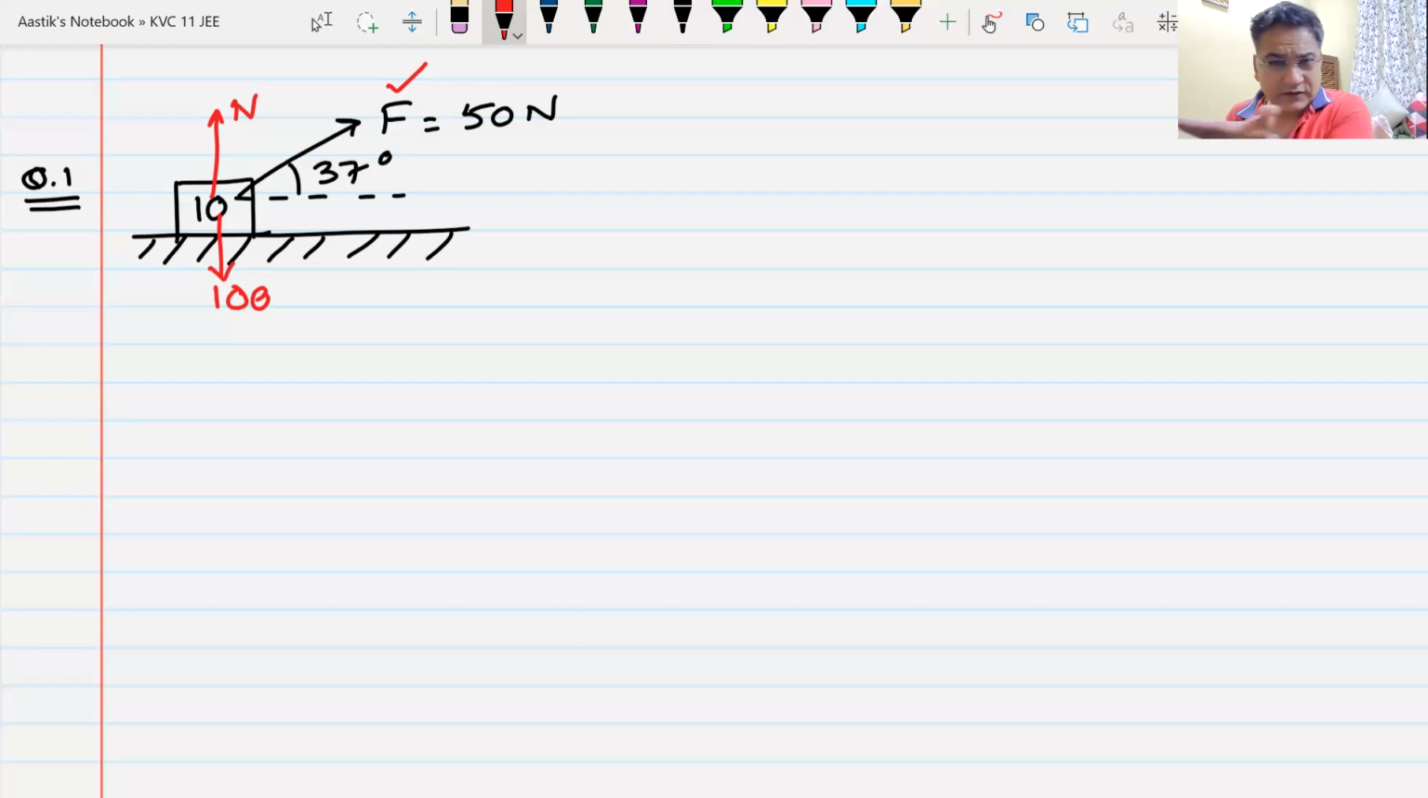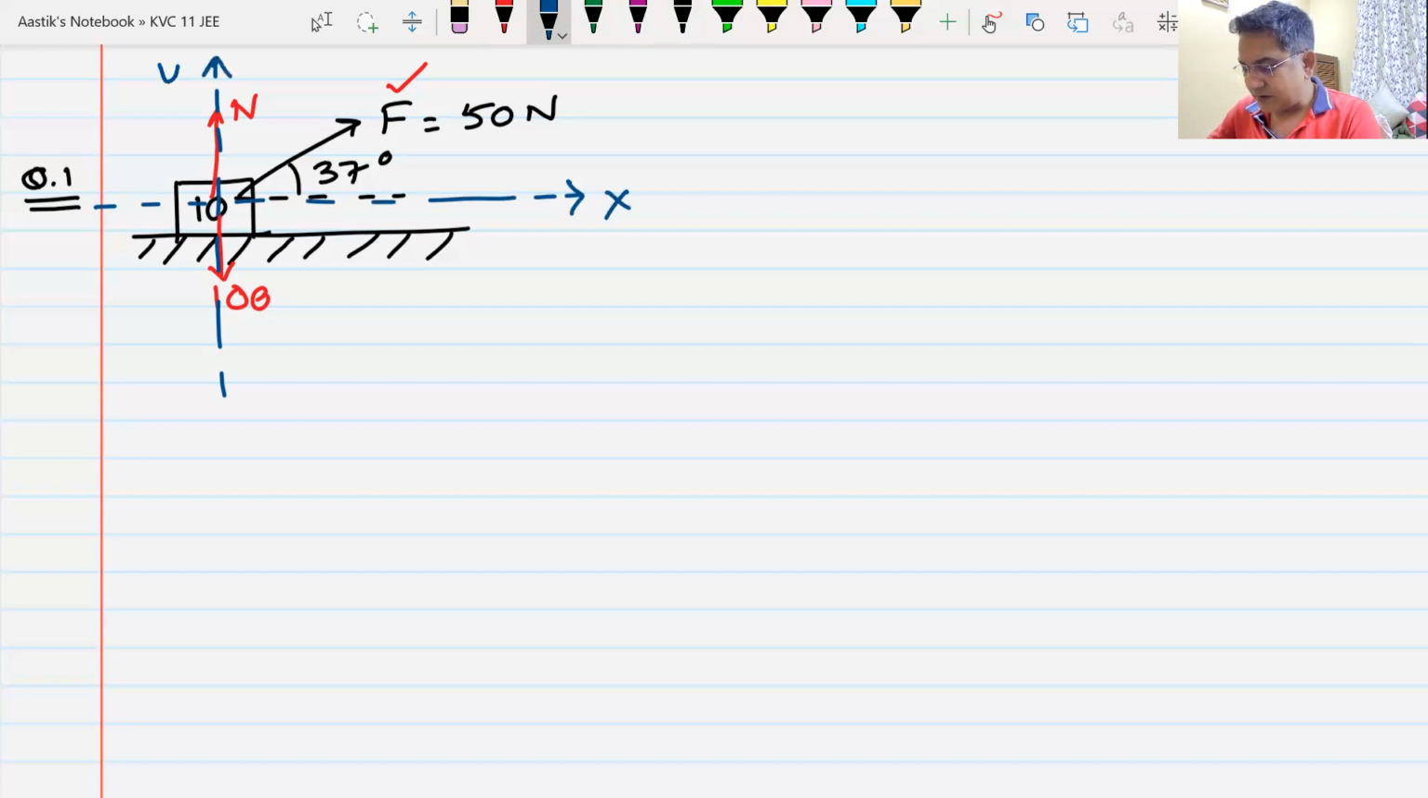Whenever something is kept on a horizontal floor, or something is hanging from something, the most convenient axis that you can choose is the vertical axis as your y-axis, and the horizontal axis as your x-axis. This is the most convenient way to do this. So I've chosen my x and y-axis.